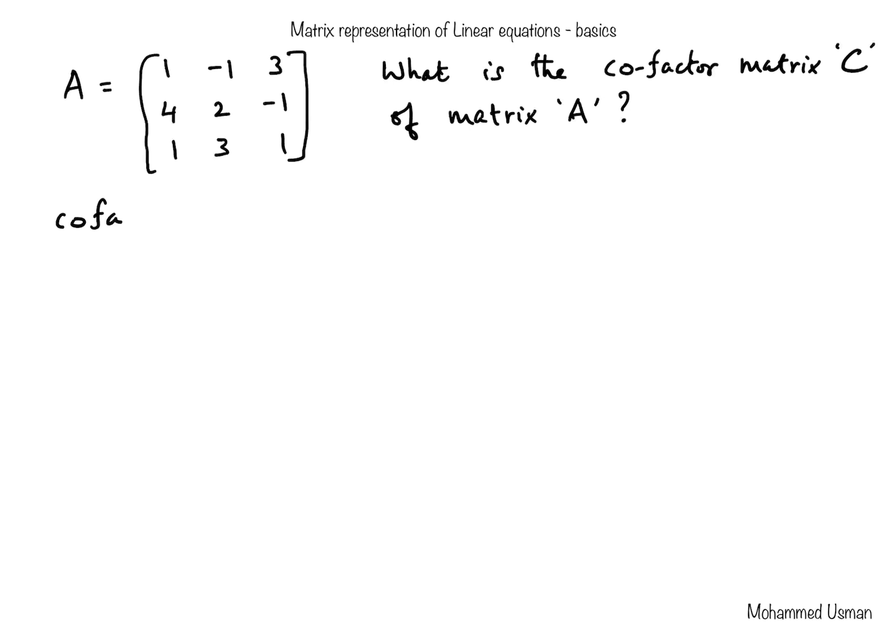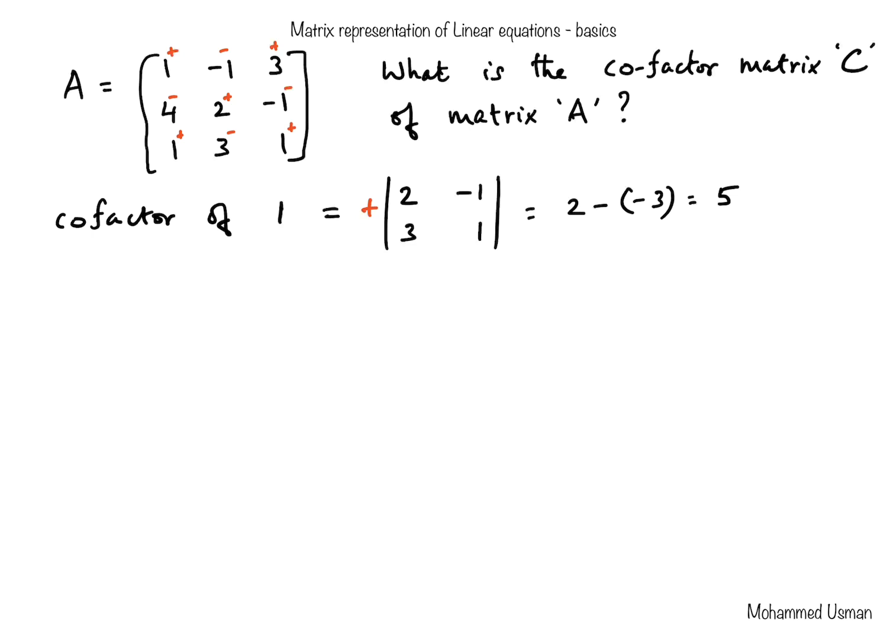The cofactor of the first element, which is 1, is equal to, we have to close the row and column and write down only the numbers which are left out. So 2, minus 1, 3, 1. That's the cofactor of 1. And of course, because we have the positional sign set, that's plus, minus, plus, minus, plus, minus, plus, minus, plus. So we should not forget the positional sign when we are writing the cofactors. For the first element 1, the positional sign is plus, so we'll write that plus here and compute the cofactor, which is nothing but 2 into 1 is 2, minus 3 into minus 1 is minus 3, so we get that as 5.